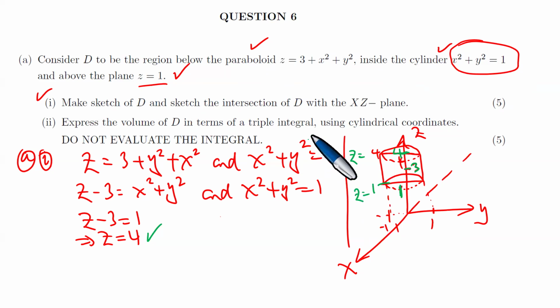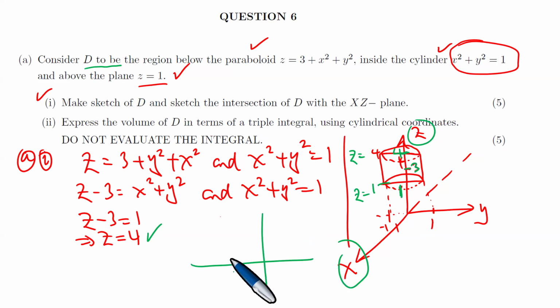Okay, let's see what we have here. Make a sketch of D, because D is the region we want, and sketch the intersection of D with the XZ plane. So if you slice it according to the XZ plane, this is the X and then Z, you slice it. It's going to become exactly this, -1, 1. And then it's going to be like a vest. The paraboloid is going to make it have that kind of shape.